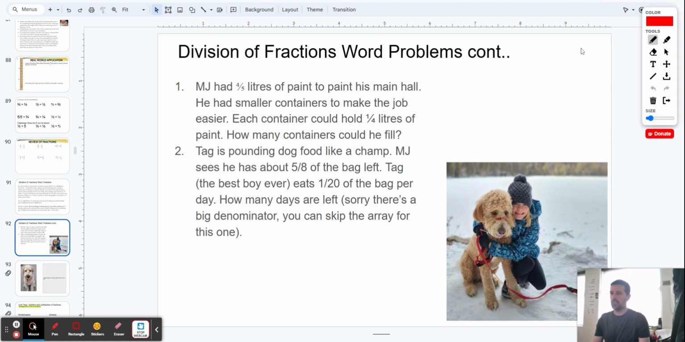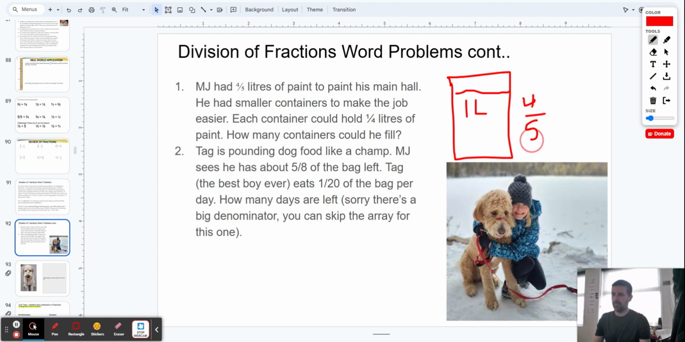Okay, so here's two. So first example, MJ had 4/5 of a liter of paint to paint his main hall. Okay, so you can buy gallons, which is like much smaller. You can buy liters. So let's say this is my 1 liter bucket. Okay, and I've already used a bit of it, so it's sitting about here. Okay, so it's sitting at 4/5 of a liter full. Okay, of paint.